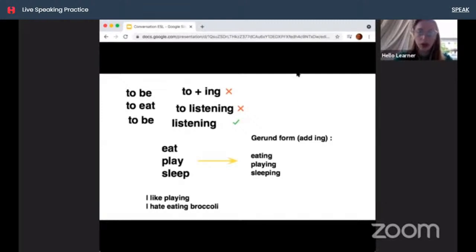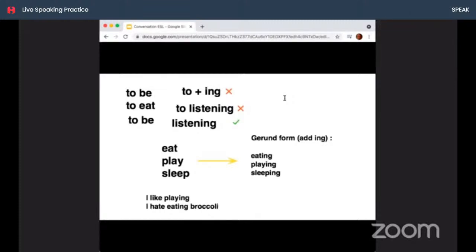You can turn a lot of verbs into a noun by adding ing. So to eat is the action. Eating is the name for the action. It's not the action itself. So we're turning a verb into a noun. That's what a gerund is. It's a noun. So it's changing a verb into a noun by adding ing. Does that make sense?